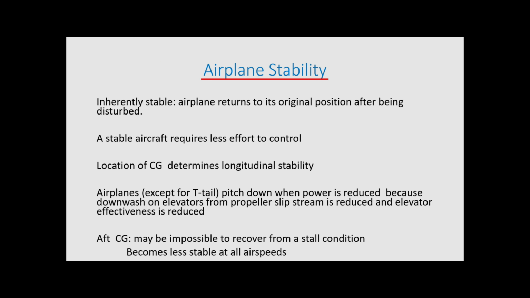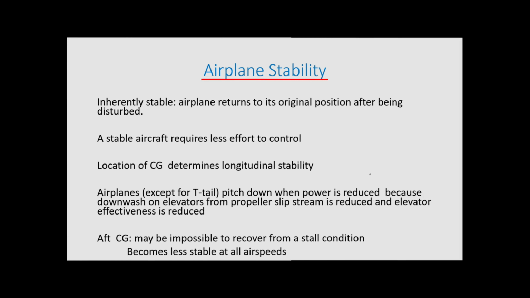An airplane that is inherently stable is an airplane that returns to its original position after being disturbed. A stable aircraft requires less effort to control, and the location of our center of gravity determines our longitudinal stability. Airplanes tend to pitch down when power is reduced because the downwash on our elevators from the propeller slipstream is reduced and the elevator effectiveness is reduced. Remember that a CG that is too far aft may make it impossible to recover from a stalled condition. Typically, an aircraft with an aft CG becomes less stable at all airspeeds.